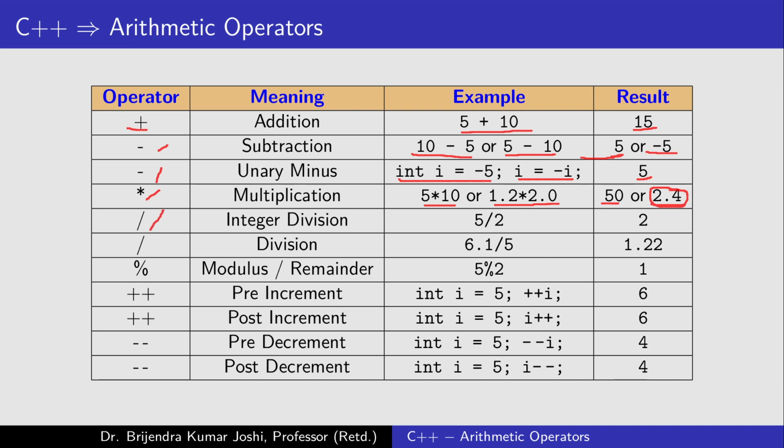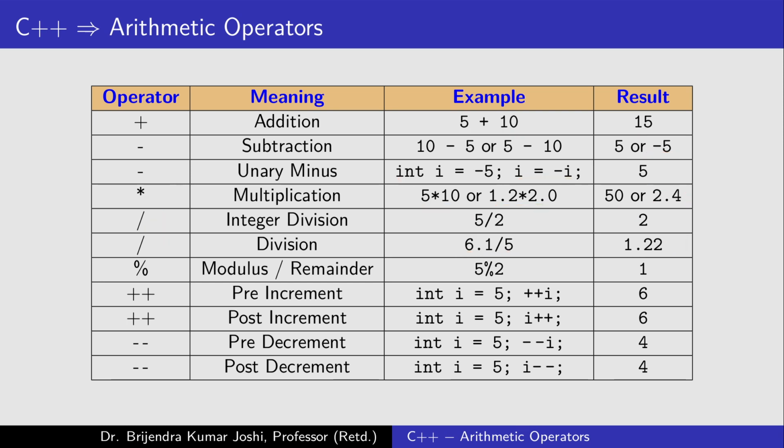Next one is forward slash. 5 divided by 2 would result in 2. It is integer division. Remember, if numerator and denominator both are integers, then the result would be only the quotient. The result would always be an integer and it will be printed as an integer. Next one is normal real division. If either the numerator or denominator is a real number, then the result would be 1.22. Again, remember it would print 4 zeros here, so the total digits after the decimal point would be 6.